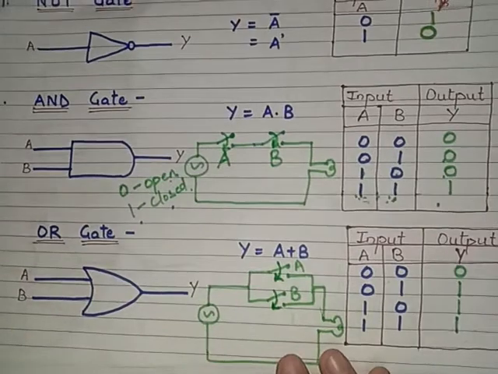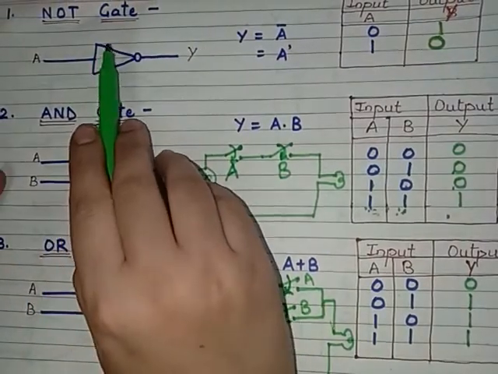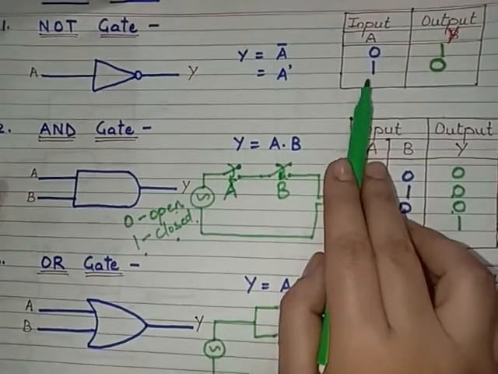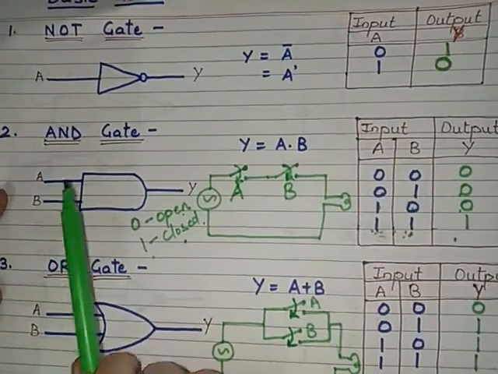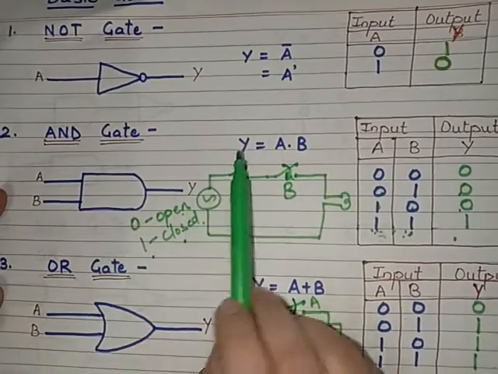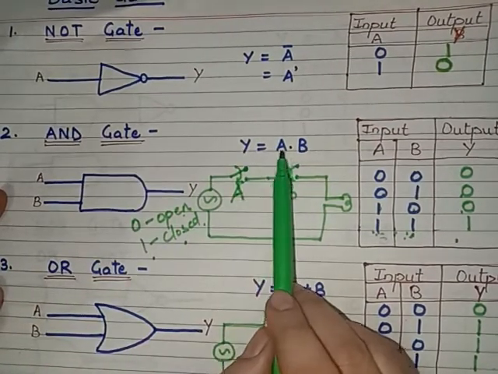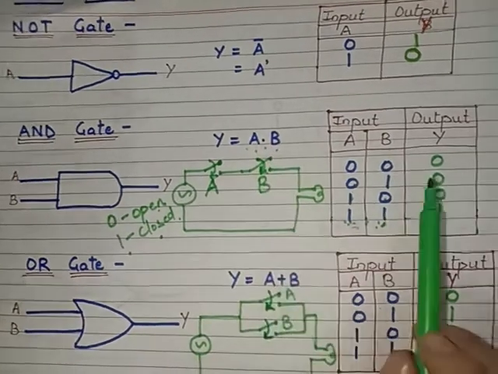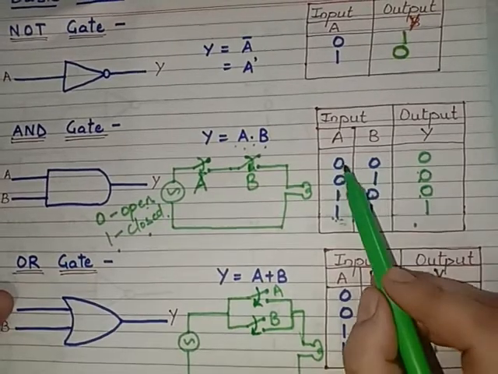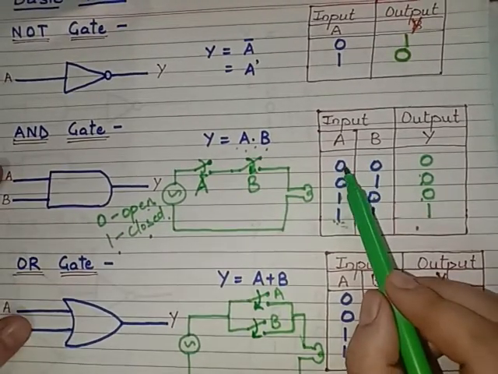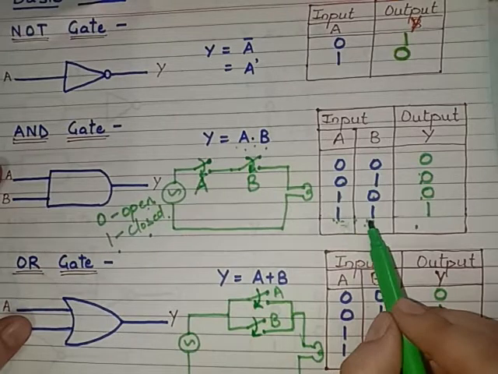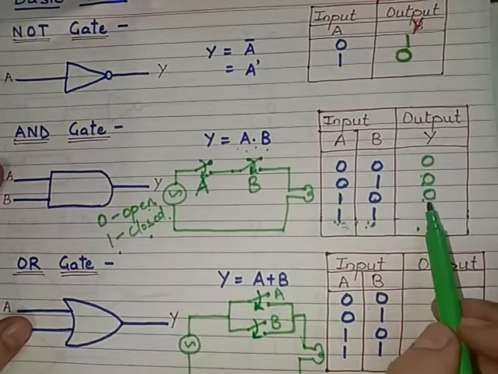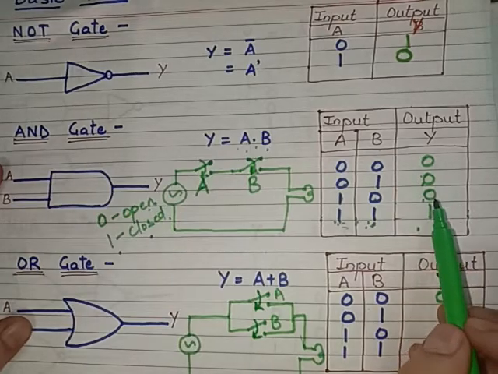So these are the three basic gates. The NOT gate will have a complement of the input. If input is 0, then the output is 1. If input is 1, the output is 0. The second gate, the AND gate, has the function Y is equal to A into B, that is A and B. So the relation of the input and output will be, if both of the inputs A and B are high, only then the output will be high. Otherwise, in any other case the output will be low.